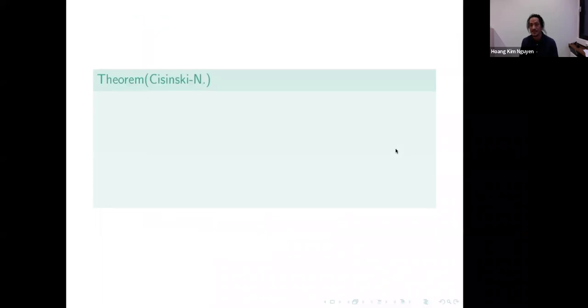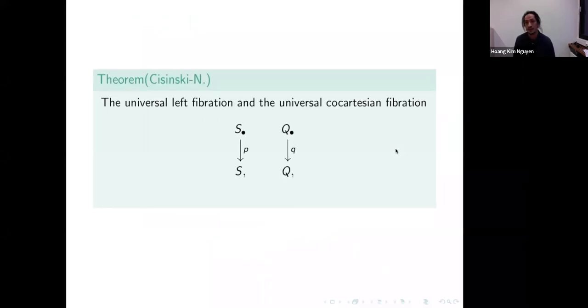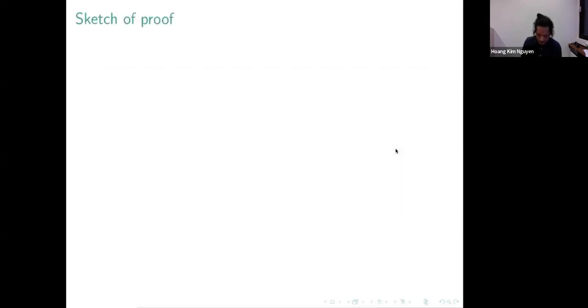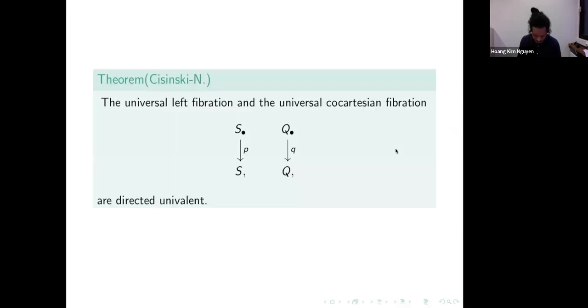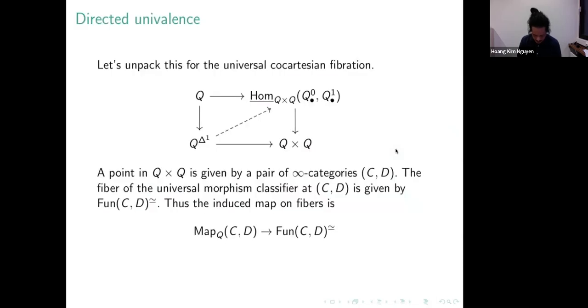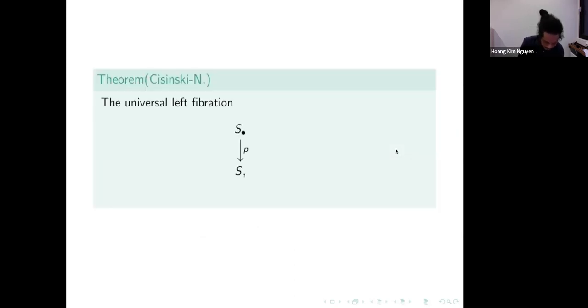And then there's the theorem that the universal left fibration and the universal cocartesian fibration, they are directed univalent. So in particular, this map will be an equivalence. If that's an equivalence, it's in particular fiber-wise an equivalence. But in fact, because these are two-sided fibrations, equivalences are really recognized point-wise, fiber-wise. That's kind of the point. We have a map really of dependent types, so we should be able to check point-wise whether we have an equivalence or not.